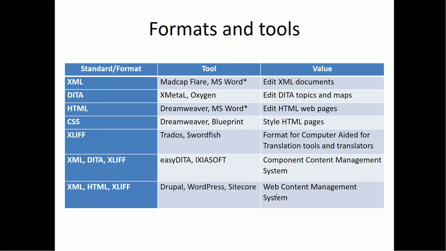When you think about XML, DITA, and XLIF combined, now you're talking about a content management system. Examples of those are EasyDITA and Ixiosoft. If you talk about XML, HTML, and XLIF, now you're talking about a web content management system. Tools that use that are Drupal, WordPress, and Sitecore. So throughout this class, we'll learn more about the distinctions and learn more about those standards and tools that technical writers really need to be familiar with.